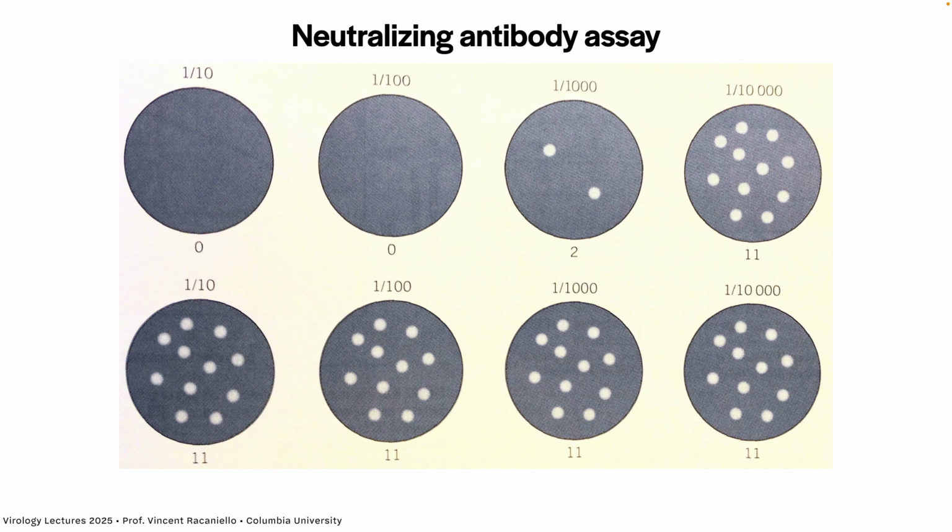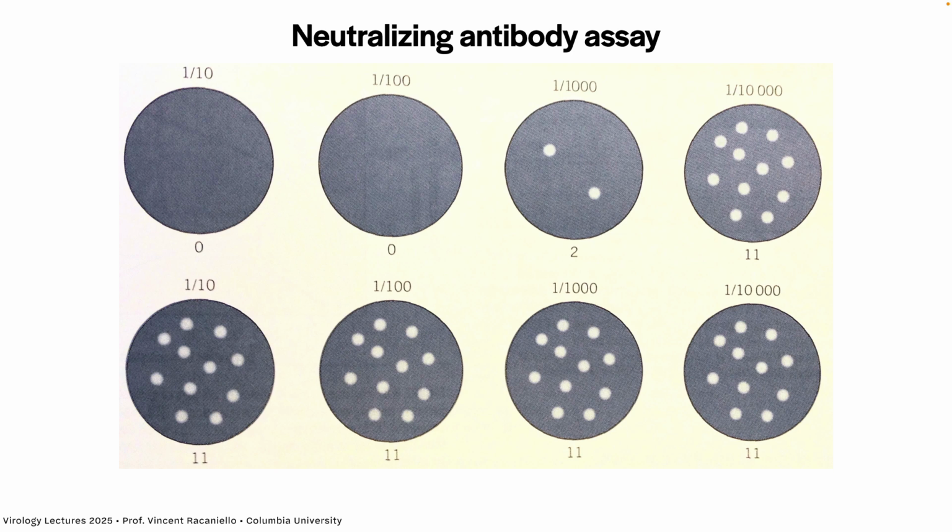On the bottom, we have 4 plates, and we've put enough virus on so we get 11 plaques on each plate. And then above, we have put serum from an animal who's been immunized by poliovirus. And at a dilution of 1 to 10, there are no plaques.